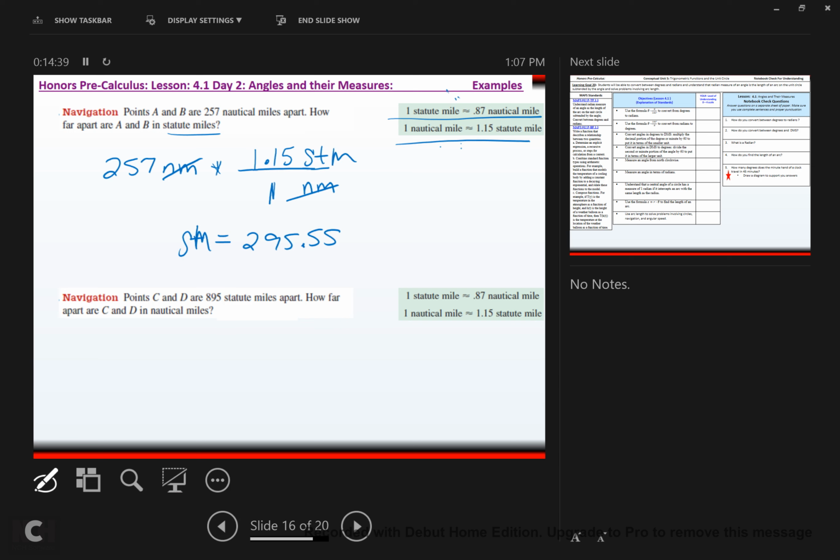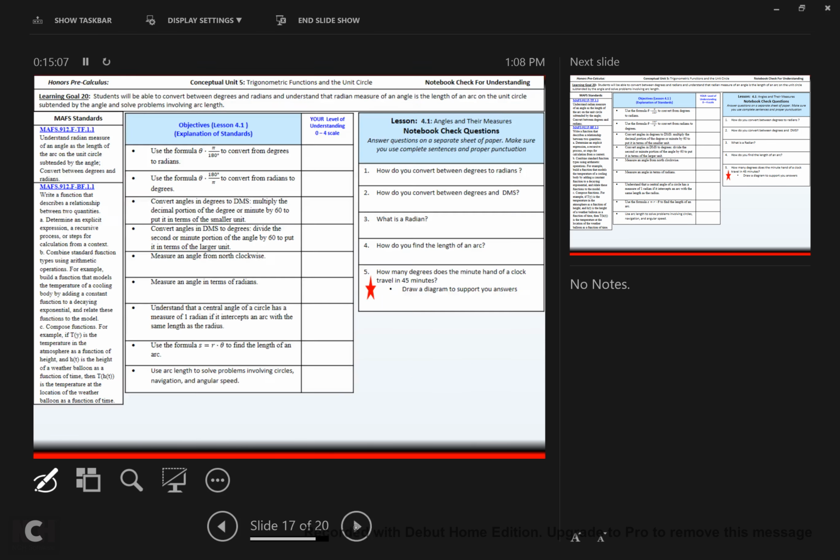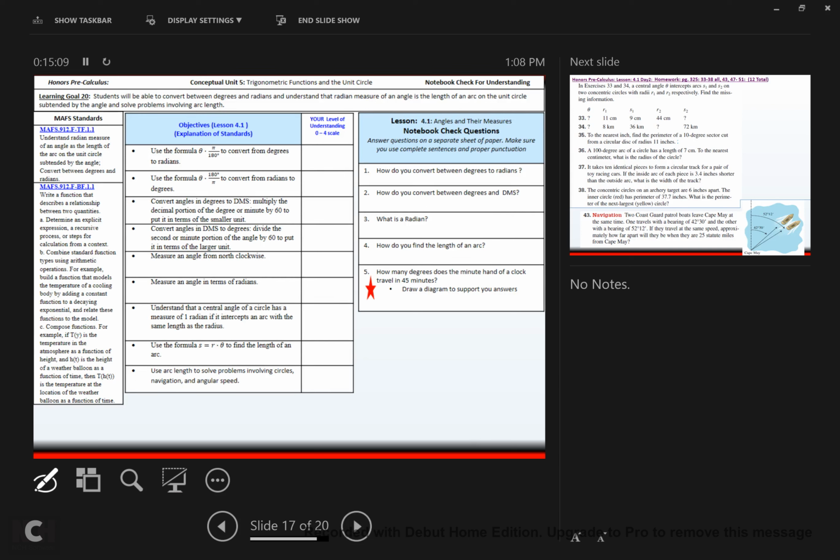Okay, this one gives me 895 statute miles apart, and they want to know how many nautical miles. So if I want statute miles to go away, I put them on the bottom, nautical miles on top, and I'll use the other one just to show you. 1 statute mile is 0.87 nautical miles. Those cancel. Multiply 895 times 0.87, and you get 778.65.